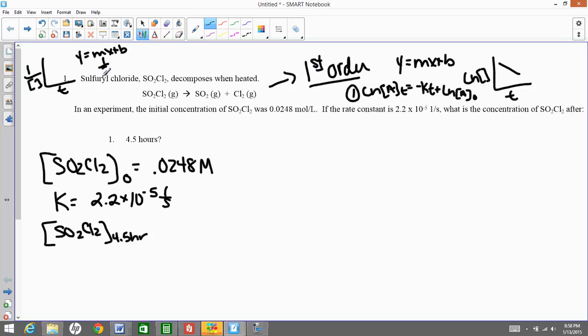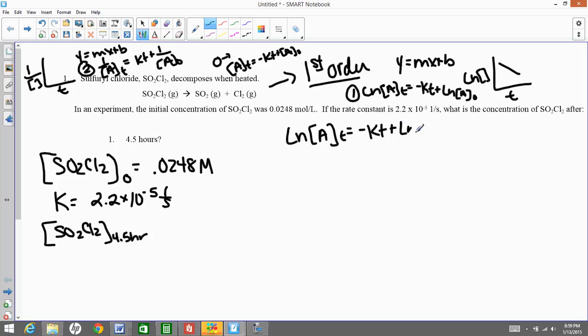The second equation is 1 over the concentration at time t is equal to kt plus 1 over the concentration of A at time 0. Second formula for second order. Unfortunately, zero order is not there, but I remember zero is done to the A concentration. So for zero order, the concentration of A at time t is equal to negative kt plus the concentration of A at time 0. Since I'm starting with a first order reaction again, I'm using ln of A at time t is equal to negative kt plus the natural log of A at time 0.